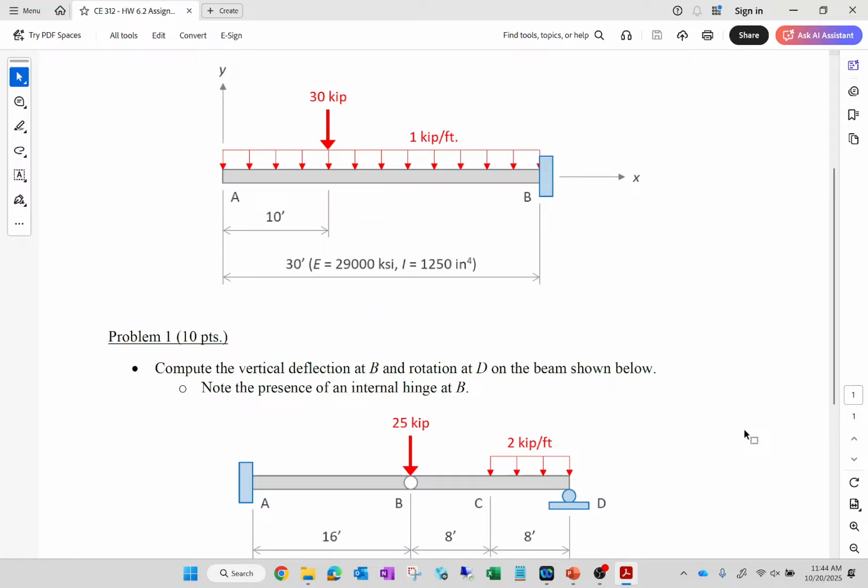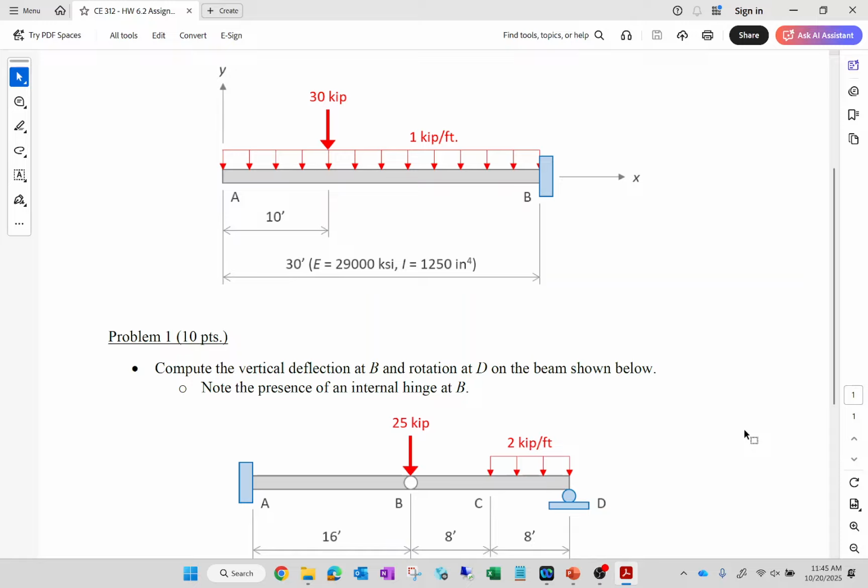First answer, you may not need to construct a shear and moment diagram, but it does help to see it. So let's take problem 1. What is the moment diagram going to look like from here to here and from here to here? What shape is it going to be? It's going to be linear, it's going to be cubic. What's it going to be from here to here and from here to here?